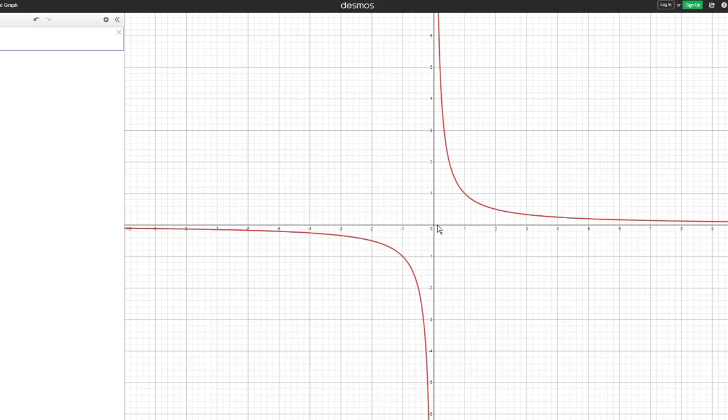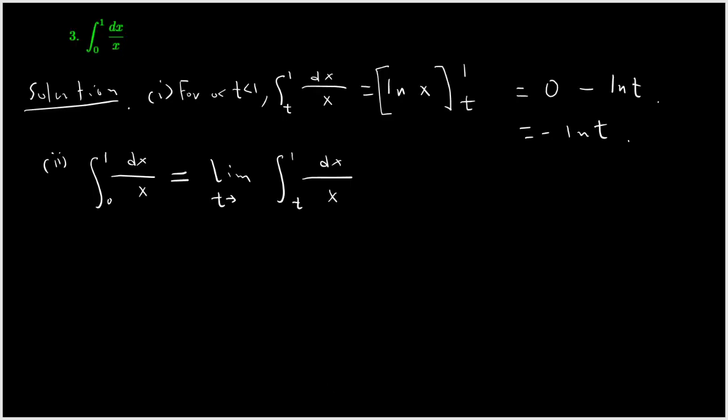In most cases, we take the one-sided limit. You imagine t as a number to the right of 0, and that's why we take the right-hand side limit. We take the limit as t approaches 0 from the right. So that makes sense?